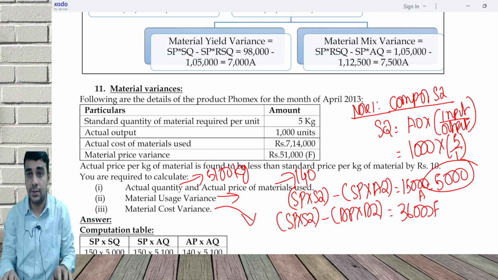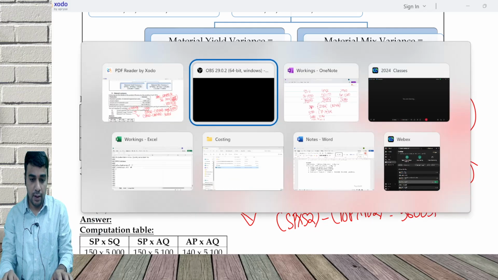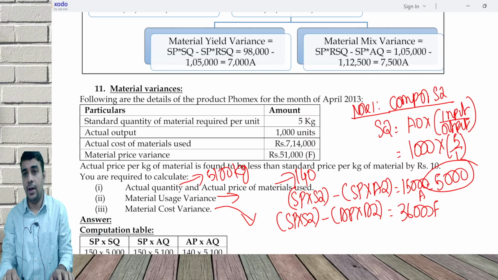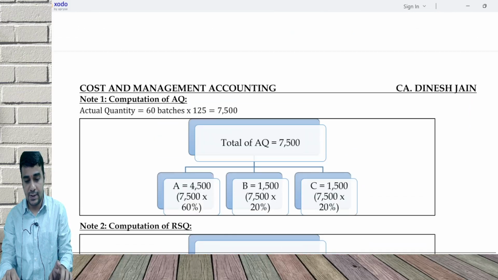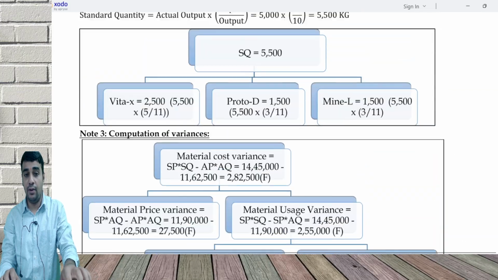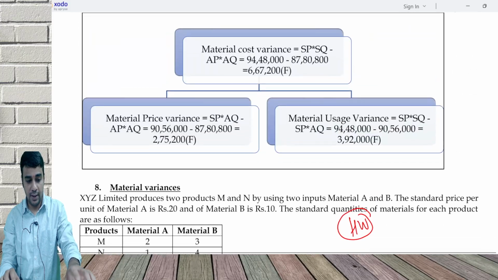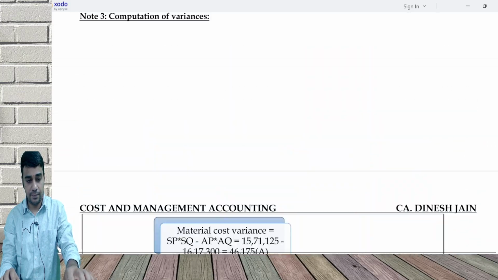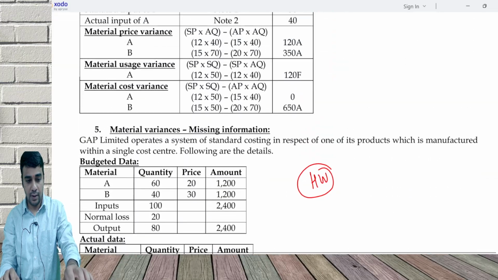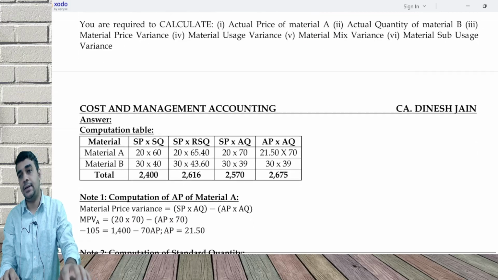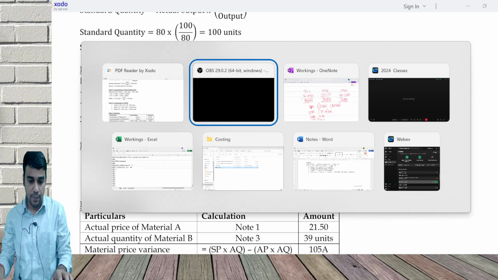Done? Can you proceed? Any doubts on this? Okay. Now go to the theory notes. Any doubts on this? We are done with material variances. I have given, I think, 5 homework questions. Practice them. They'll give you more clarity. Question 10 was homework. 9 was homework. 8 was homework. 6 was homework. And 5. So 5, 6, 8, 9, 10. All the 5 are homework. More for practice.